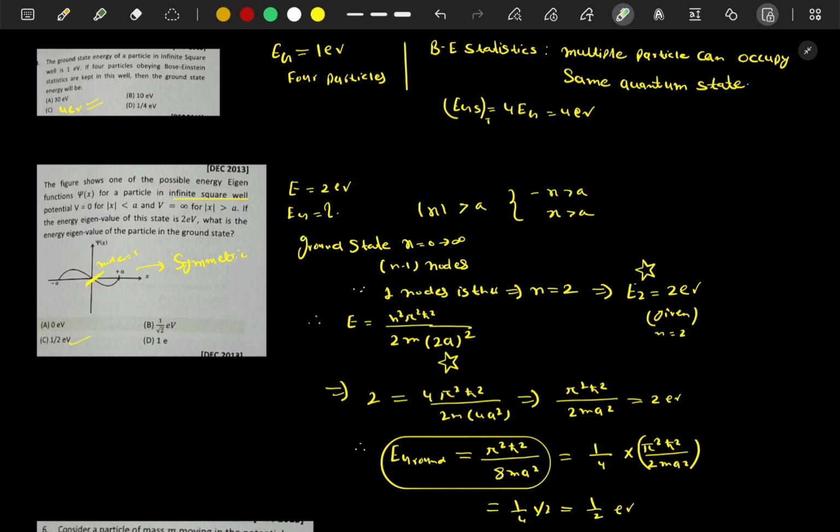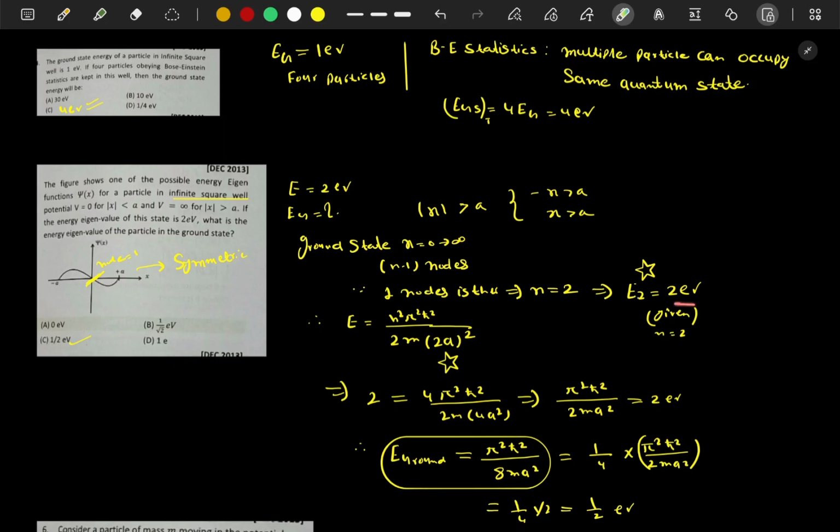For calculating n, you should know that the number of node points is always n minus 1. So there is one node point, which means n equal to 2. That's what I am saying. So what is the energy given to us? It will be equal to 2 electron volt. What does it mean? Now E equals n square pi square h bar square upon 2m a square. What is the a here? Not 0 to a, but minus a to plus a, so the total width will be 2a. So it will be n square pi square h bar square upon 8m a square, or 4m a square if you put it here.